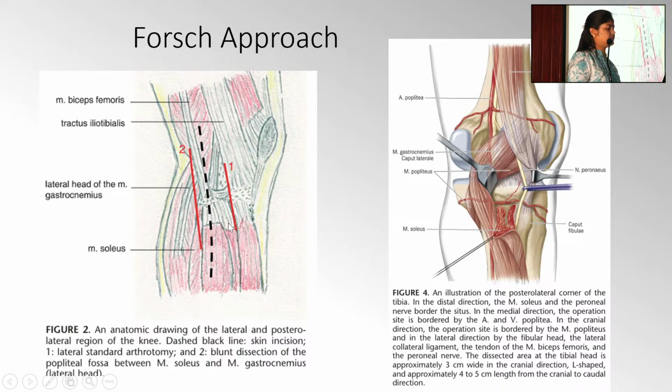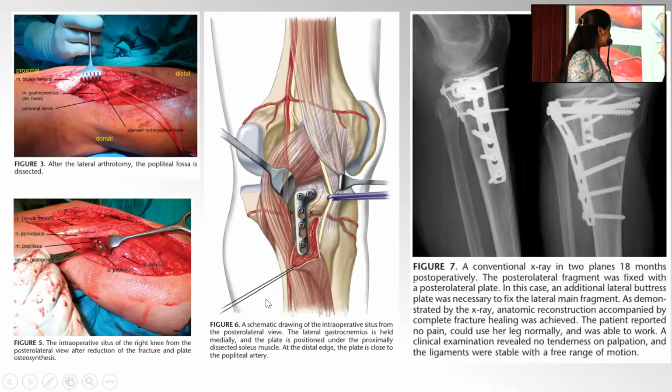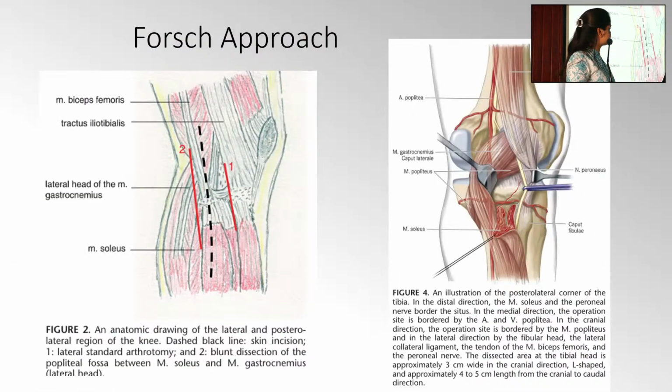We can go with the 2-window plan. It is one approach, and through that approach we can do 2 windows. This is a posterior window and this is an anterior window. The center point of the incision is the fibular head.